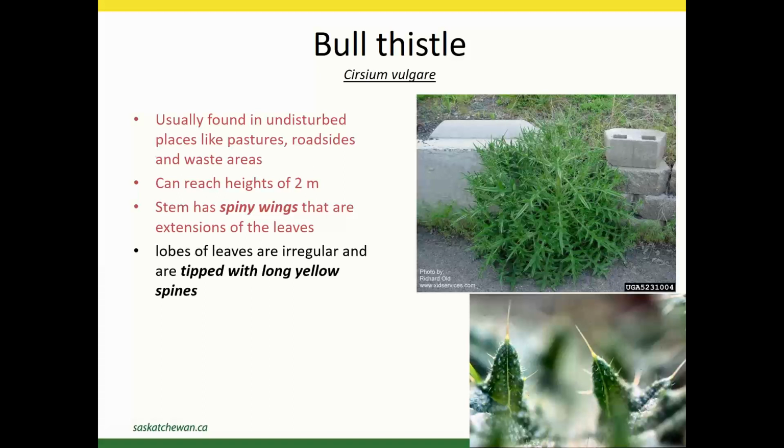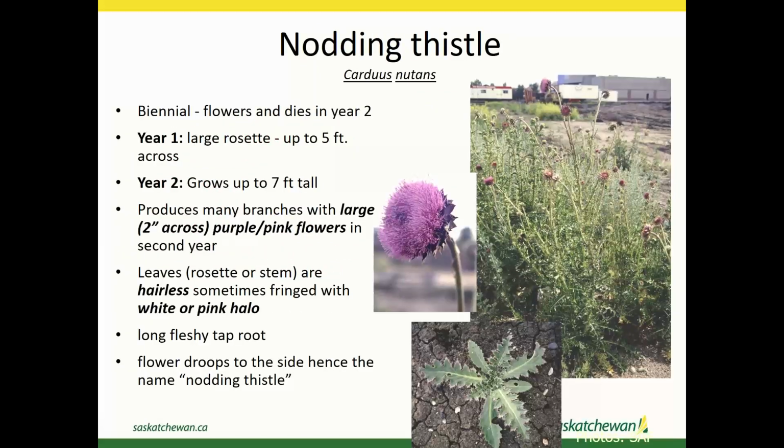There are very stiff, coarse hairs all over the entire plant. It has much more deeply lobed leaves than Canada thistle has as well, and they're a more regular lobe. If we compare that to nodding thistle, and there is a lot of confusion between nodding thistle and bull thistle, and the two get mixed up from time to time. Again, it is a biennial plant, so it does the same thing.